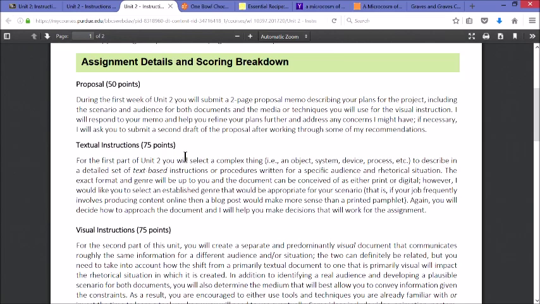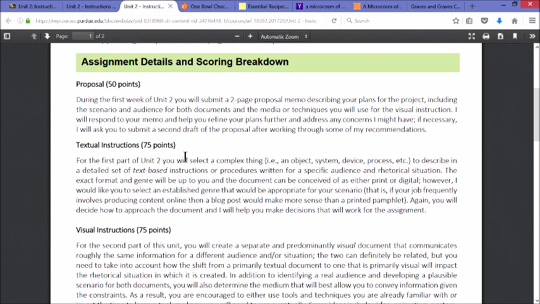For instance, there are many different kinds of videos. A video is a medium, but a YouTube video is a genre. A tasty BuzzFeed video is a genre. A 30-minute cooking show is a genre. There are very specific things that make that genre a genre. With the textual instructions, genre can be a little bit more confusing than with the visual instructions.